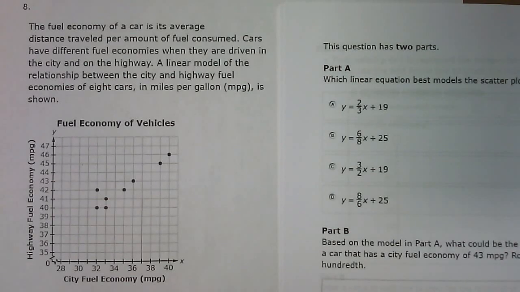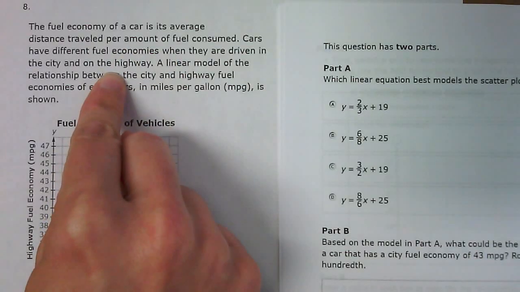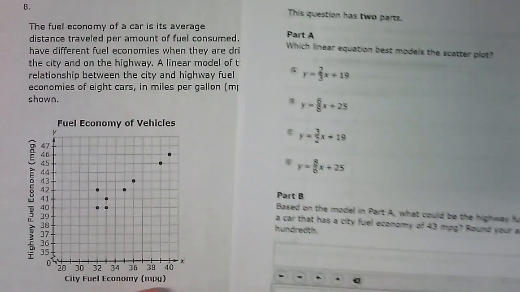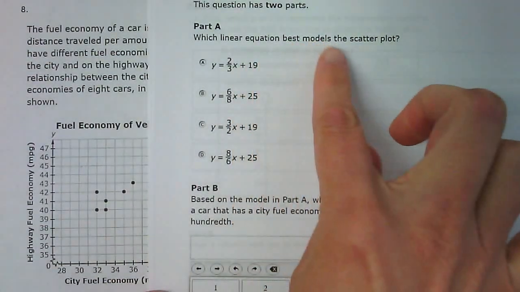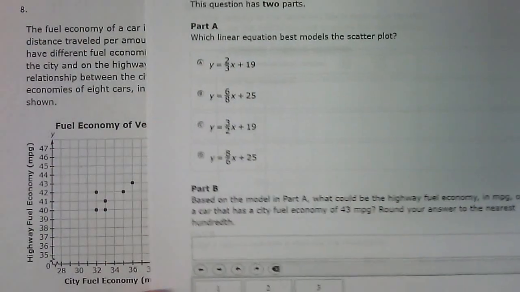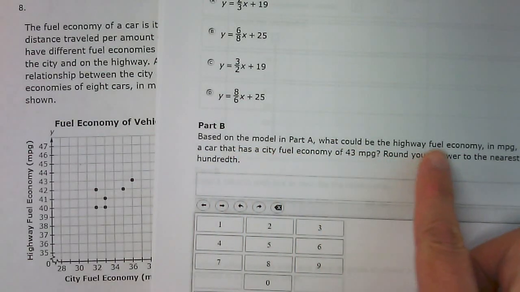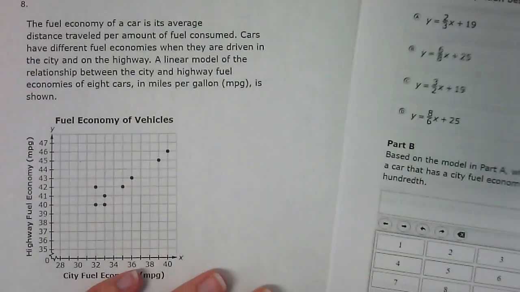Okay, for this next EOC practice question, they have a paragraph here describing a situation, and then we have two parts to this question we have to answer. The two parts talk about which linear equation best models the scatter plot, and it's multiple choice. And then part B says, based on the model in part A, what could be the highway fuel economy? So we're trying to figure out a value for part B.